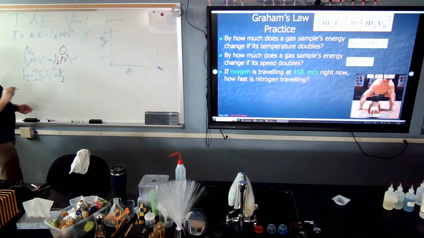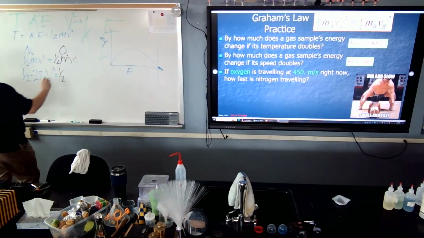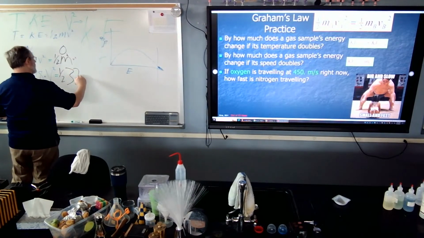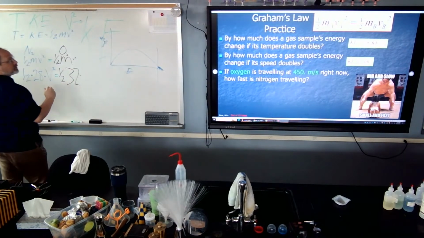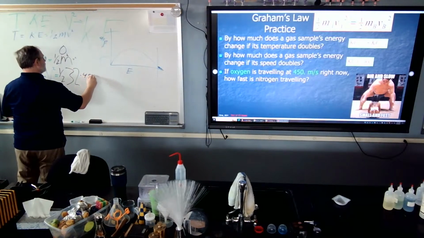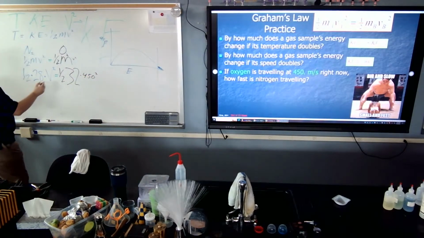Now, what's oxygen's molar mass? 32, that's O2. And its speed is 450 squared. So you've got a bunch of numbers and only one variable. How fast is nitrogen going?